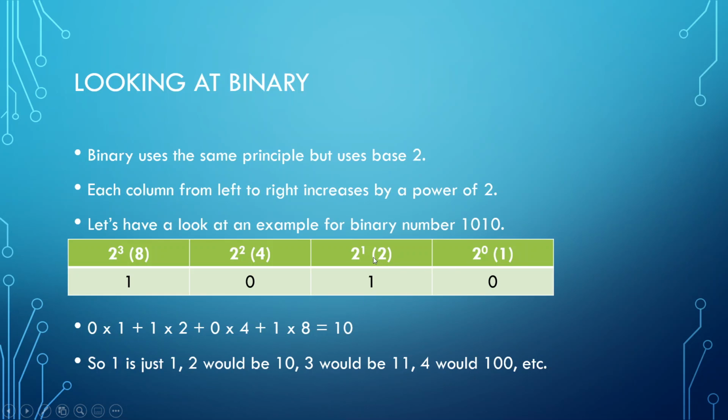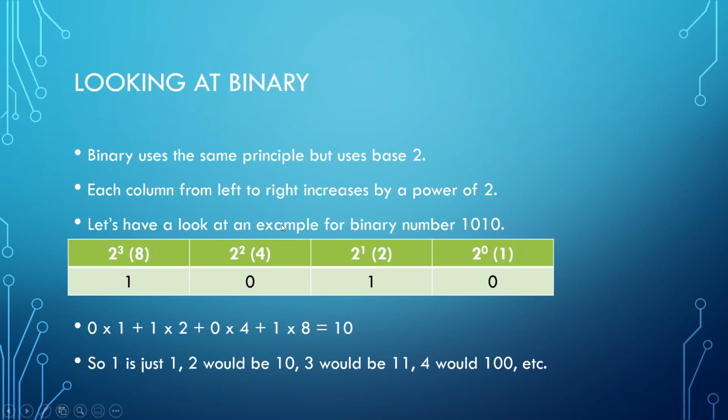The second column is going to be 2 to the power of 1, which is 2. 2 to the power of 2, which is 4. And then 2 to the power of 3, which is 8. Now, binary number 1010, what does that mean? What does that equal, or what is the equivalent in decimal?